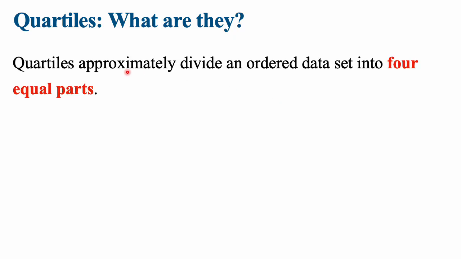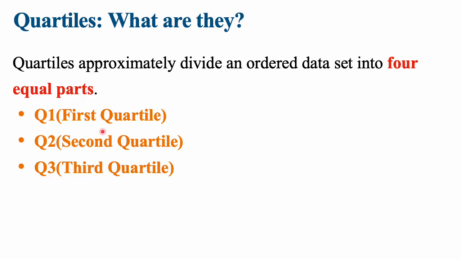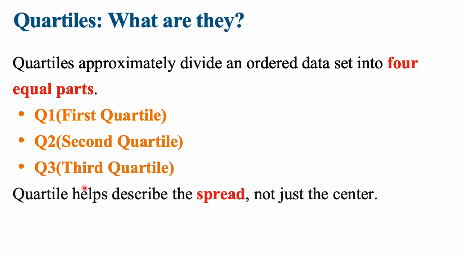Let's talk about quartiles. What are they? So what is a quartile? Quartiles approximately divide the whole data set into 4 equal parts. So we have a data set, and we divide it into 4 different parts: the first quartile, second quartile, and third quartile, giving us 4 parts of the data set evenly. Quartiles help describe the spread, not just the center, guys.